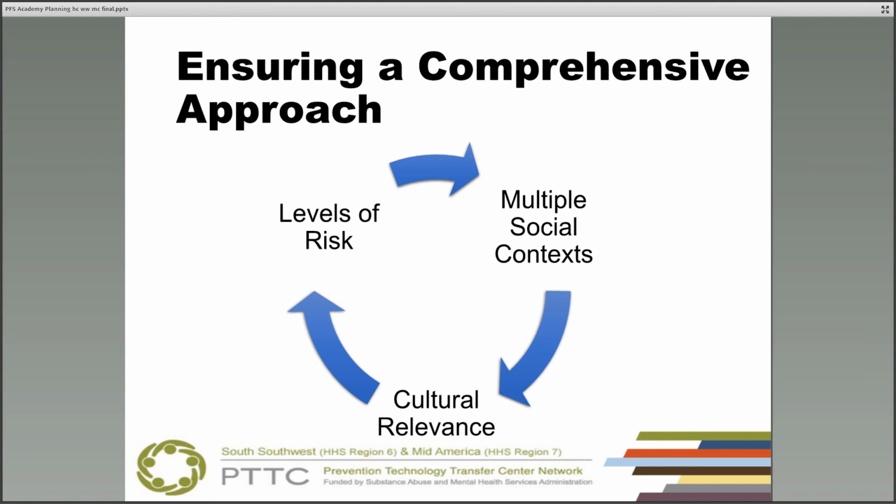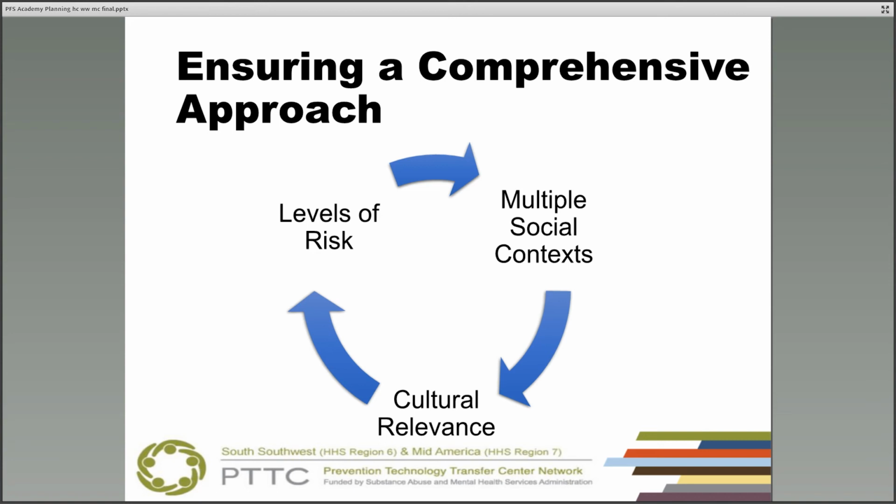We want to ensure a comprehensive approach. And so as part of that, you have to realize that there are multiple social contexts. And so we need efforts that impact individuals. We need efforts that impact families, other organizations in the community, societal interventions, and if we're not comprehensive in impacting several of those different levels, then sometimes we really don't get the strong effect that we hope for.